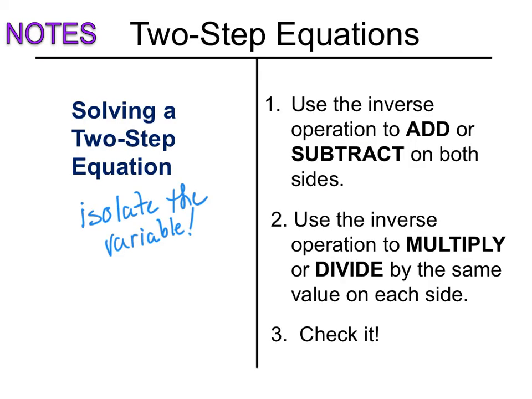Let's look at the rules for solving a two-step equation. Our goal is going to remain the same as it does for any equation: we are going to isolate the variable. The first step is to use the inverse operation to add or subtract on both sides, and that means let's get rid of the constant. The second step is to use the inverse operation to either multiply or divide by the same value on each side to get rid of the coefficient. And then because you have a solution, you can check it.